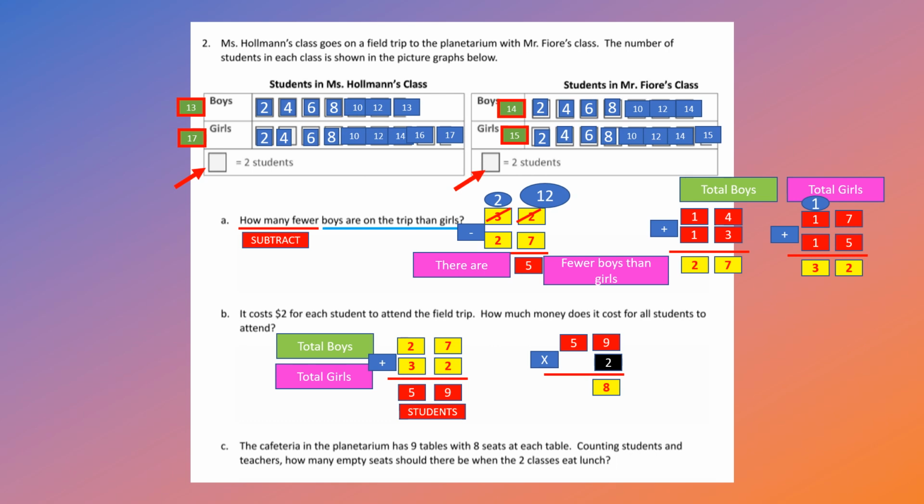Okay, starting with the ones place, what's 8 plus 0? That's right, 8. And 0 plus 1? Good, that's 1. And 1 plus 0 is 1. Perfection. So that means that it costs $118 for 59 total students to attend the field trip. Now, if you need to pause your video to make sure that your math matches mine, go ahead and do so now.